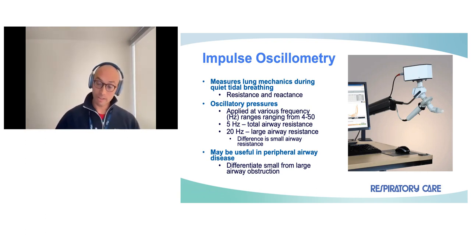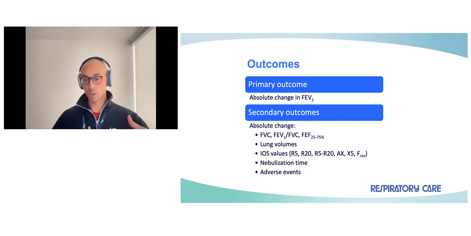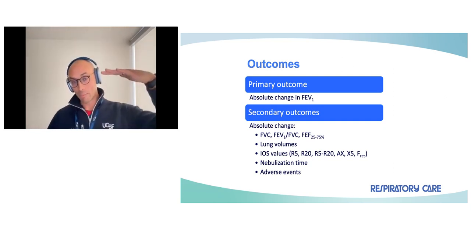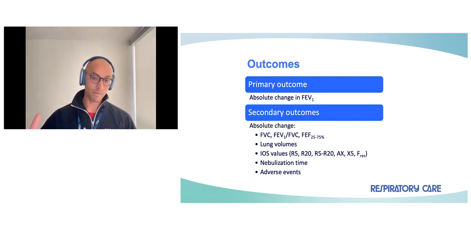So I found this to be very novel, and I think it's a very interesting way to look at this research question because it allows you to look at the physiology behind what's happening. Now, in this study, the primary outcome was the absolute change in FEV1. As I had shown you, it was between those two time points: between the post-jet neb and baseline, and the post-high flow vibrating mesh neb and baseline. That was the primary outcome.